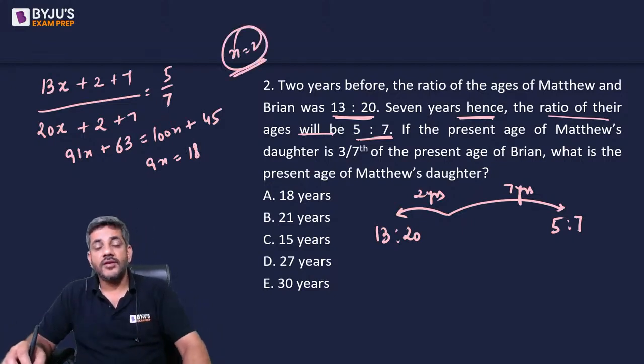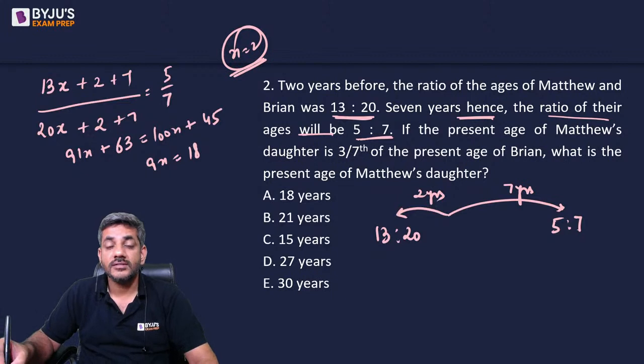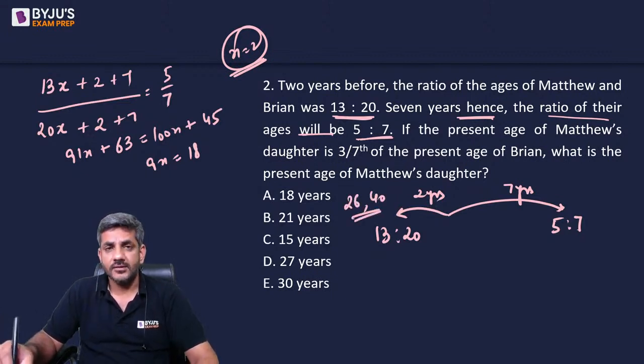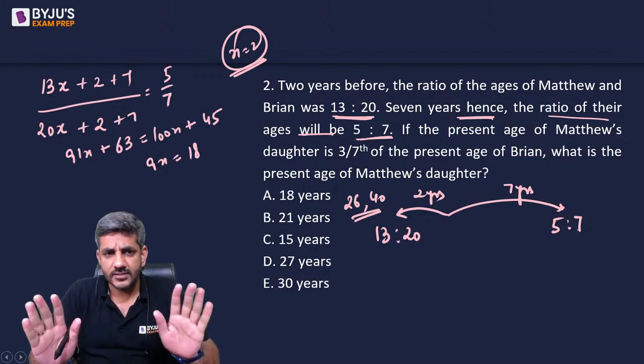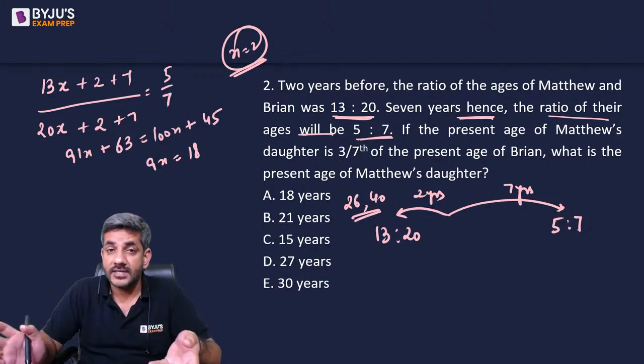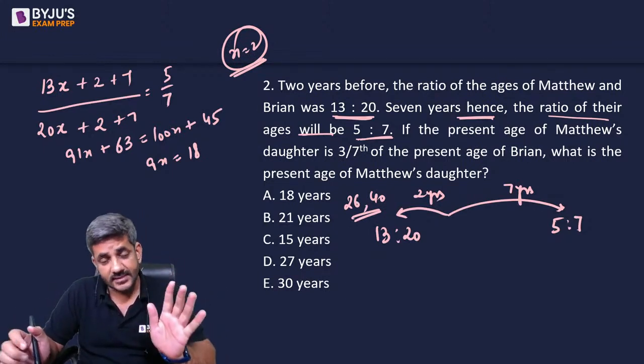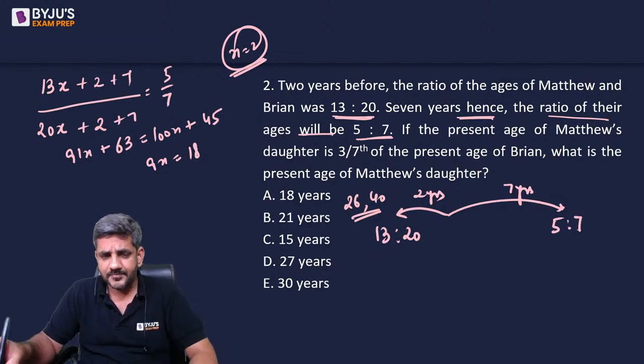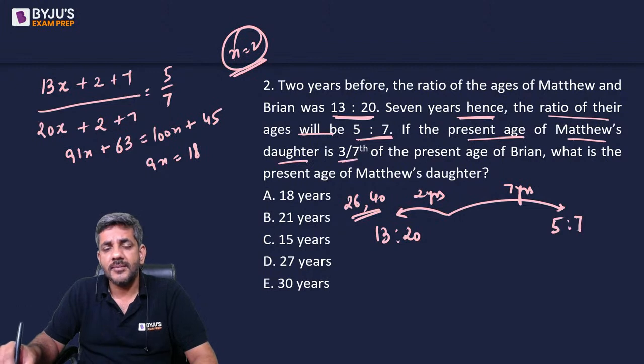Right? So if x is equal to 2, I can say 2 years ago their ages were 26 and 40. So by that we can answer the questions later on. But is there any easier way of getting that 26 and 40? Yes, it is there. I'll talk about that as well. But first of all, if the present age of Matthew's daughter is 3 by 7 of present age of Brian, so what is the present age of these two guys?